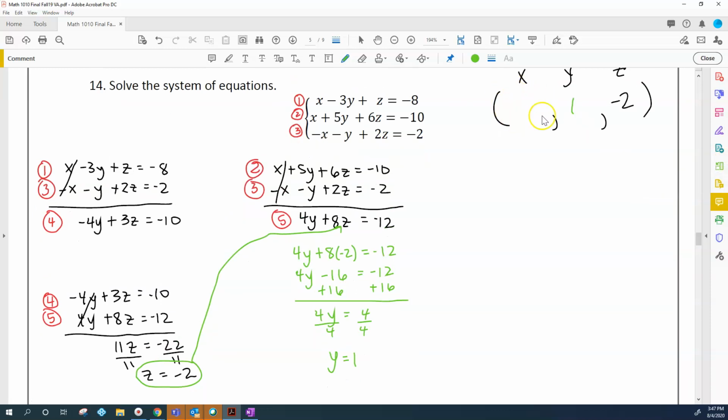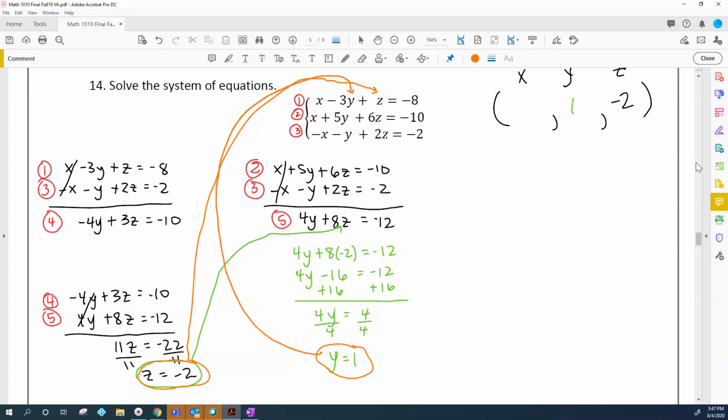And now I still have my x that I need to find. So let's take what I came up with, my y and my z, and now I want to put those back in to one of my original ones. All right, so I'm just going to put it into equation 1. So this goes in place of z, and this goes in place of y. All right, so when I do that, I have x minus 3 times y, which is 1, plus z, which is a -2, right, equals -8. Just put it back into this top equation.